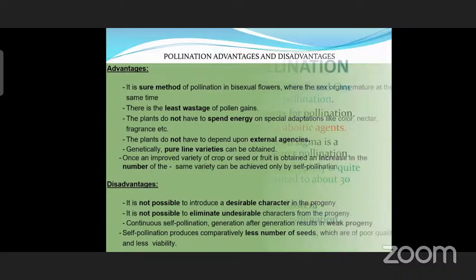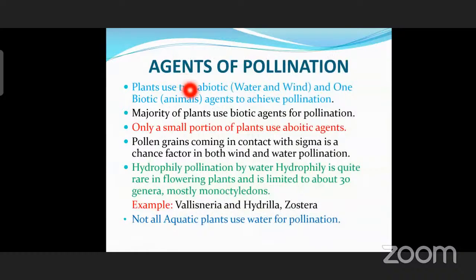And the next topic, agents of pollination. For the pollination process to occur, some agents are needed. These agents are biotic and abiotic. Plants use two kinds of agents, abiotic and biotic. The abiotic agents are water and wind. The biotic agents are animals, used to achieve the pollination process.